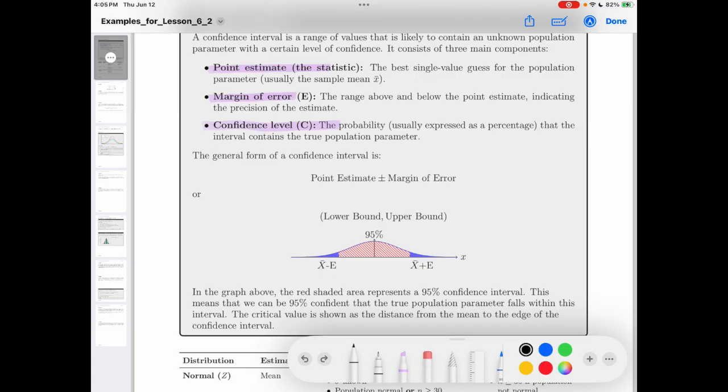So here's our sketch. Here's our population parameter. In this case, we're looking at the mean. So my upper bound is the mean plus the error, and my lower bound is the mean minus the error. And you can see that the interval contains approximately 95% of the data.